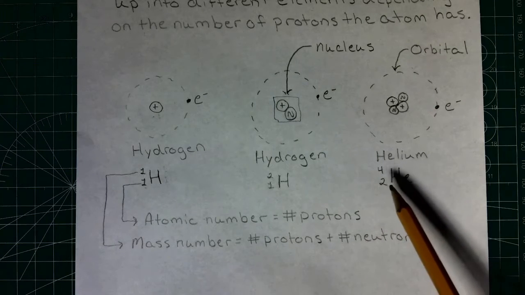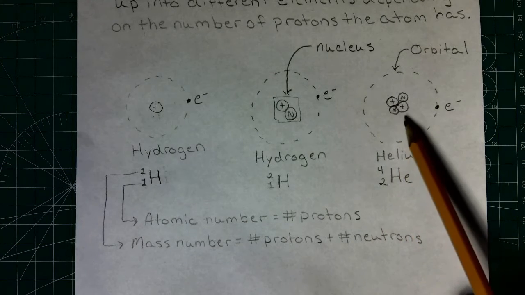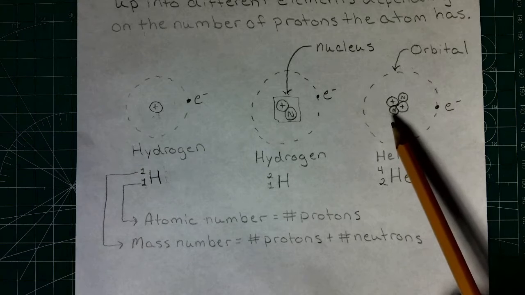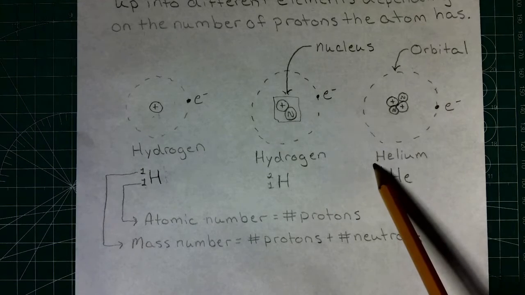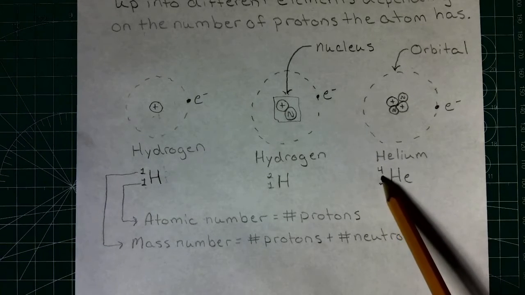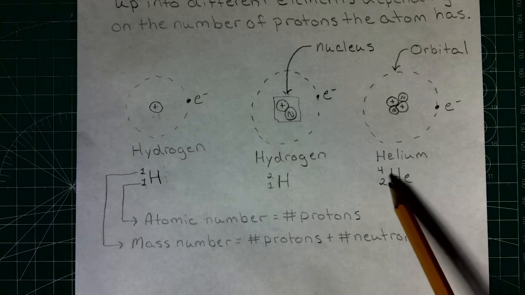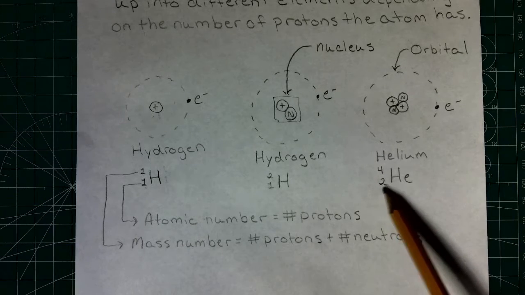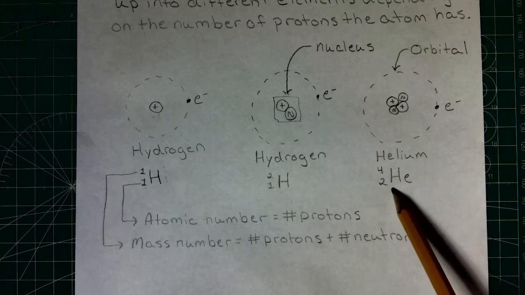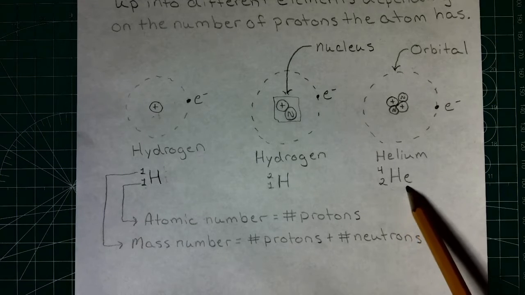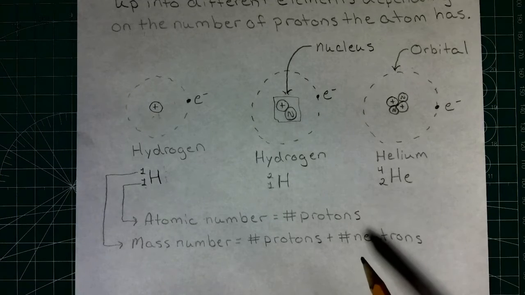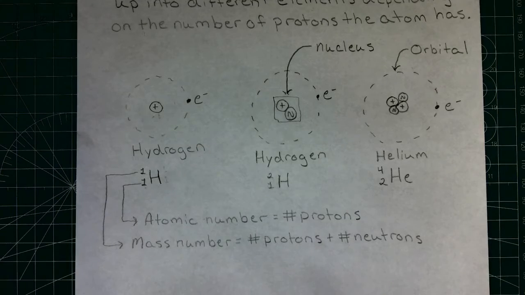Here we have an example of helium. We have 2 protons in our nucleus. We have 2 neutrons in there. We get a mass number of 4, and we get an atomic number of 2. And the symbol to abbreviate helium is a capital H with a little e.